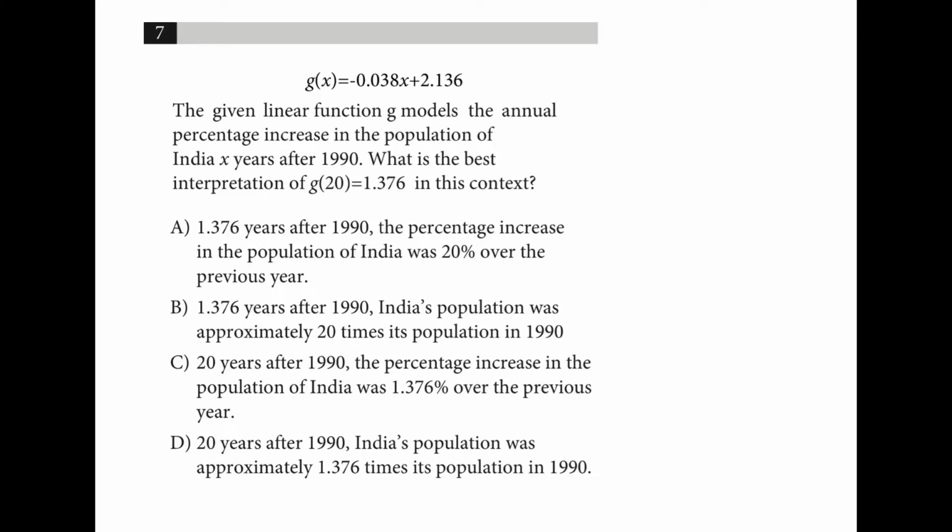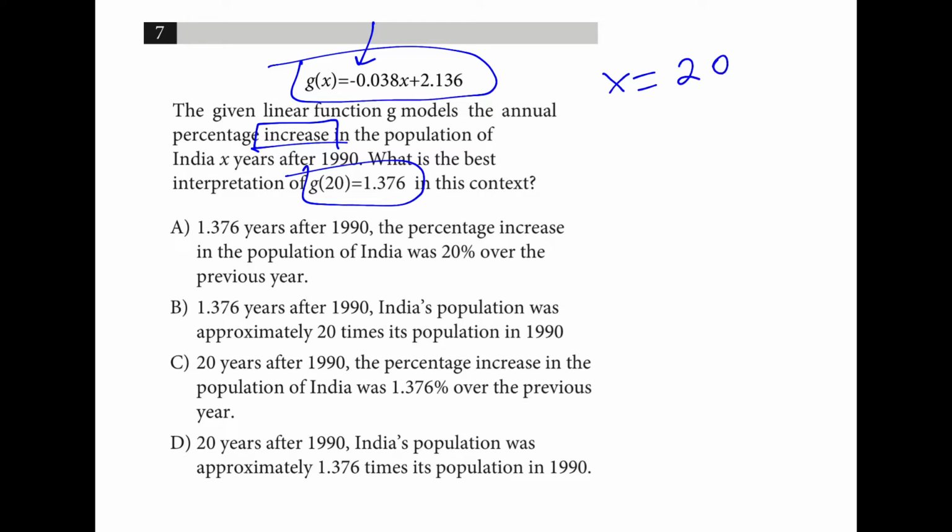So this linear function models the annual percentage increase in the population of India. And even though my slope is negative, it's always going to be an increase. So this, which is in function notation, tells you that when we are 20 years after 1990, so x is 20, that's our input, our output will be 1.376. So we don't want A or B because we want to see this part.